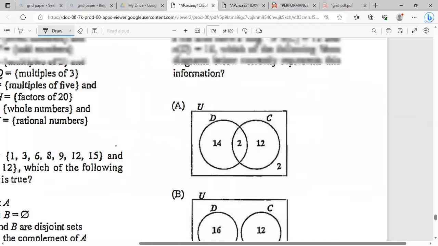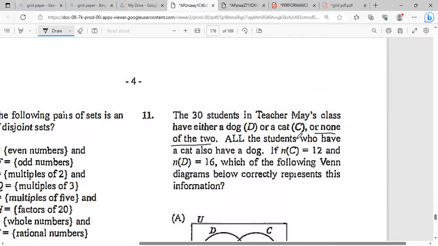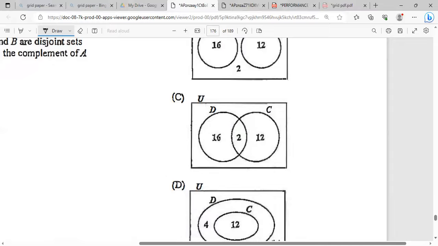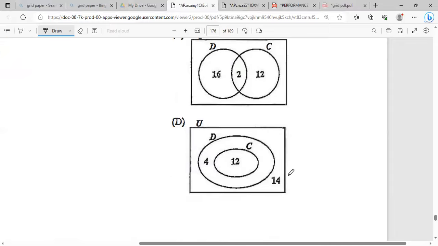If we finish reading it: all the students who have a cat also have a dog. If the number in that is 12 and it's 60, which of the following Venn diagrams correctly represents this? It can only be D, because D literally contains C. So that would be D.